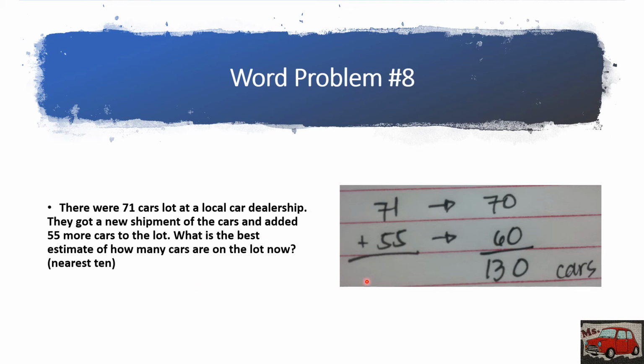Okay? So, let's round off first our numbers. So, 71 will become 70. 55 will become 60. And then add them. So, we have 130 cars na nandun sa lot ngayon. Okay?